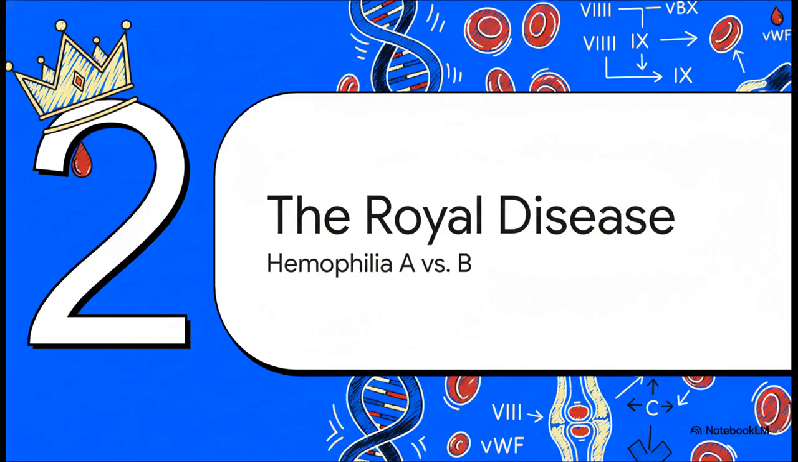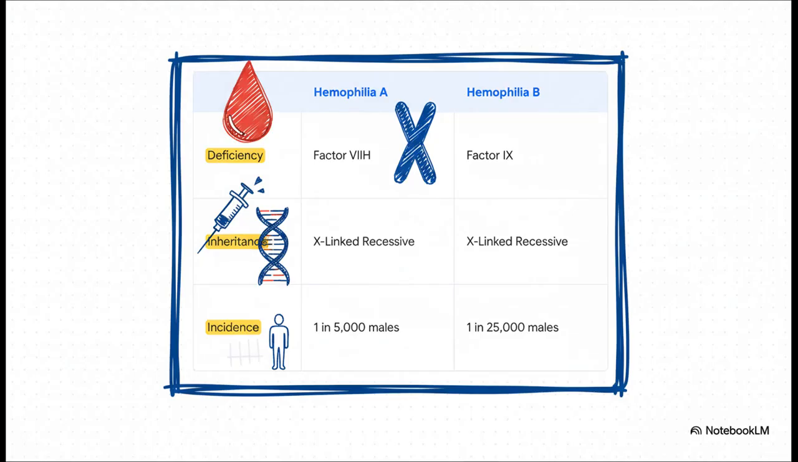So, that brings us to our first set of suspects, the hemophilias. You've probably heard of them. They're often called the royal disease because of how they affected European royalty. But what we really need to know is the difference between the 2 main types. The key difference really boils down to just one thing: which factor is missing. Hemophilia A is a factor 8 deficiency. Hemophilia B is a factor 9 deficiency. Easy enough, right? Both are X-linked recessive, which is why they almost always affect males, and you're much more likely to see hemophilia A in practice. It's about 5 times more common.